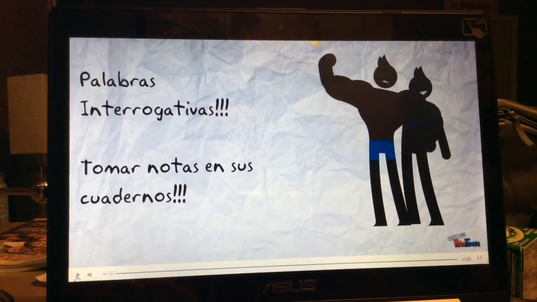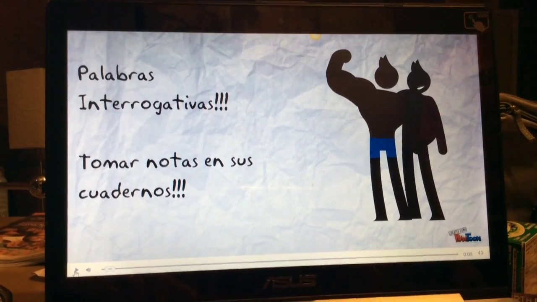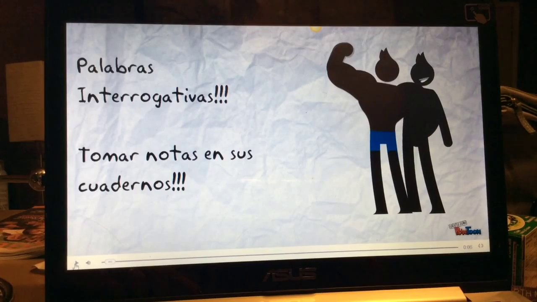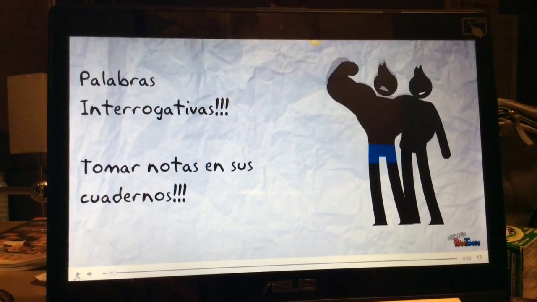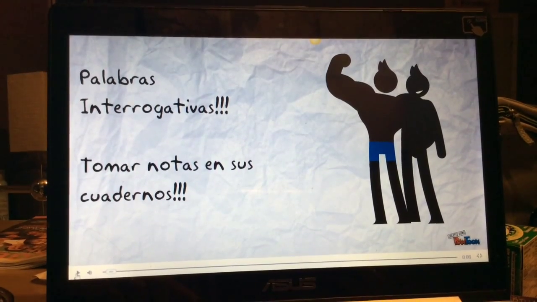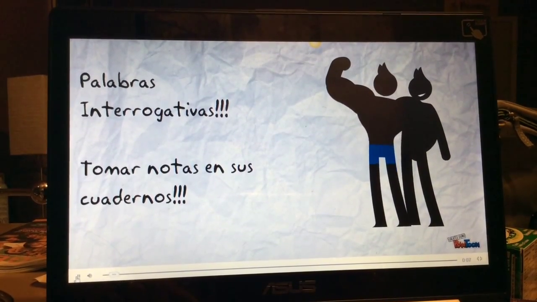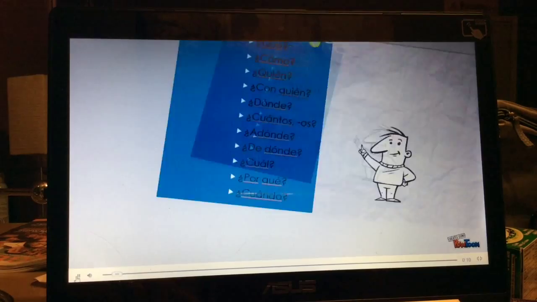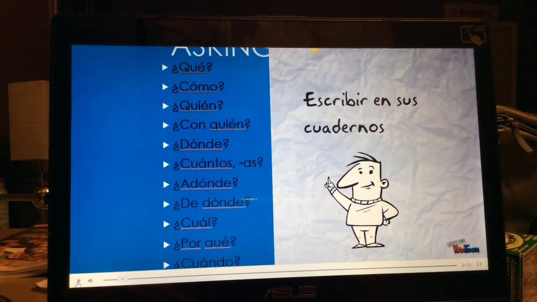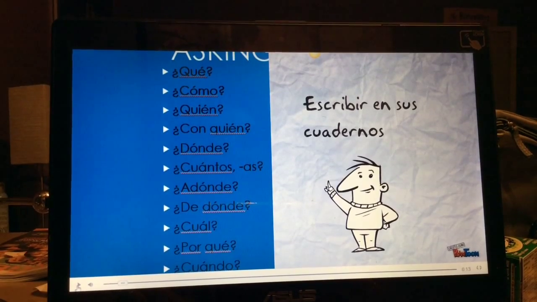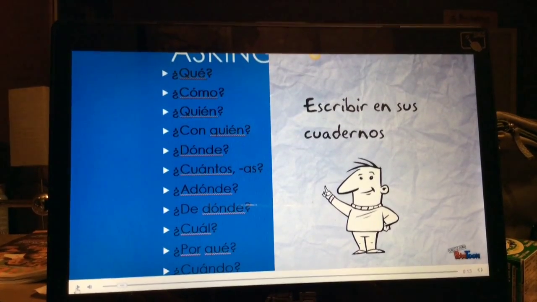What are interrogative words? Are interrogative words verbs? Are they actions? Are they asking questions? Do we still remember that from Spanish 1? So, tomar notas. You guessed it correct. Interrogative words are question words that are used in Spanish.